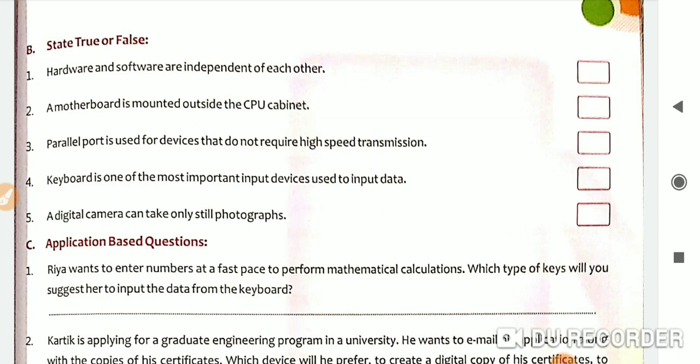So, it is false. Third one, parallel port is used for devices that do not require high-speed transmission. So, again false because parallel port is used for devices that require high-speed transmission. Now, the fourth one, keyboard is one of the most important input devices used to input data, and it's correct. So, the fourth one is true. And the last, a digital camera can take only still photographs. So, it is again false.